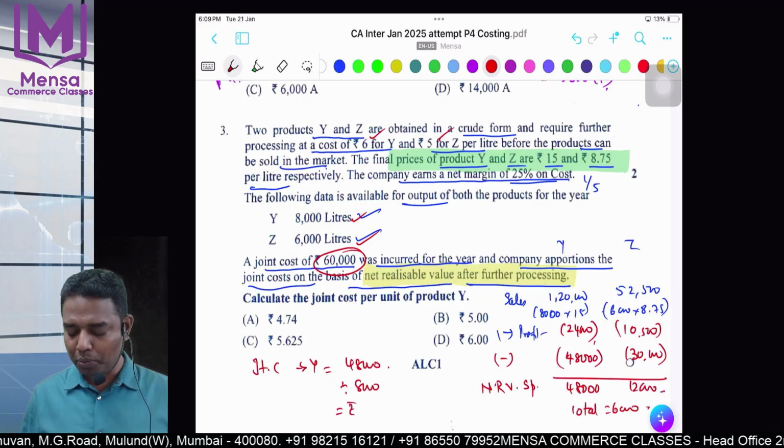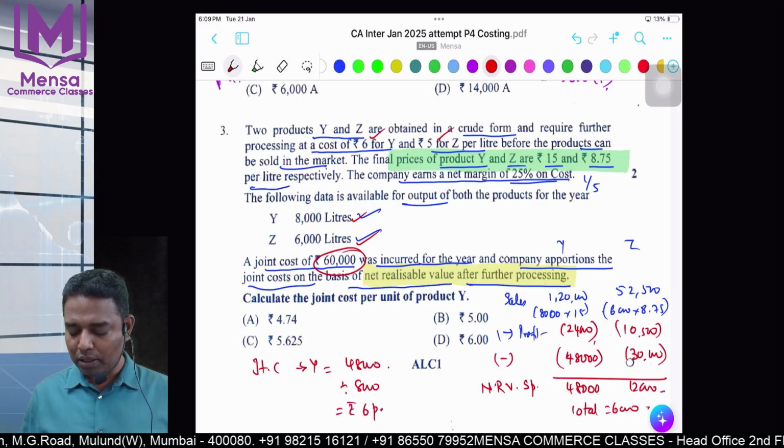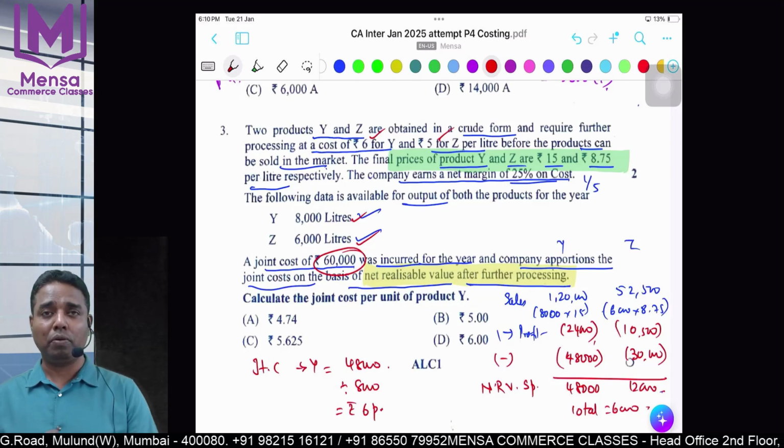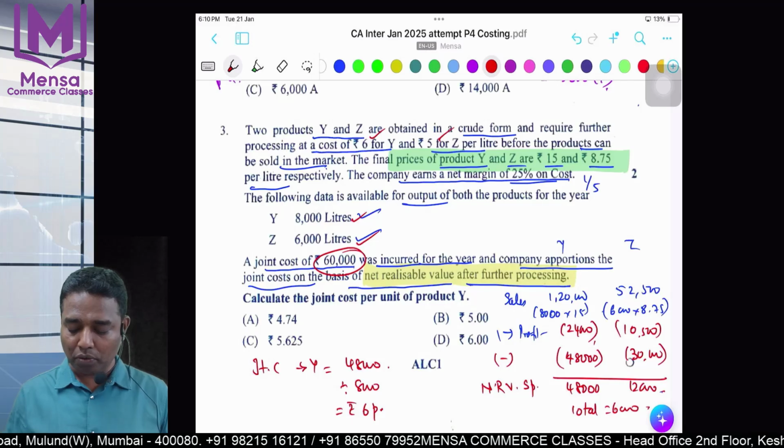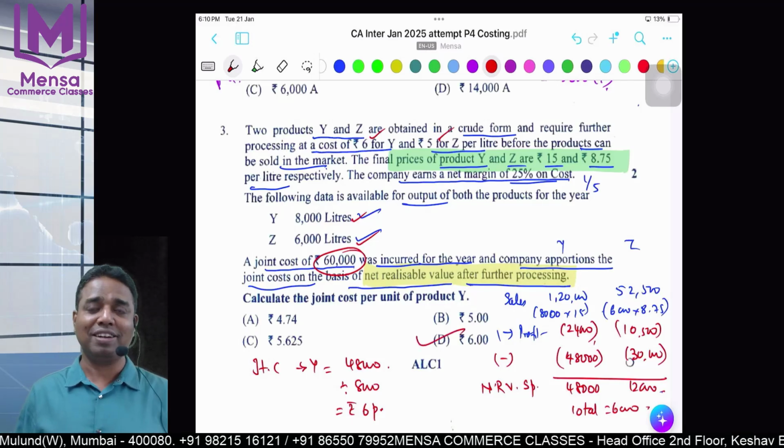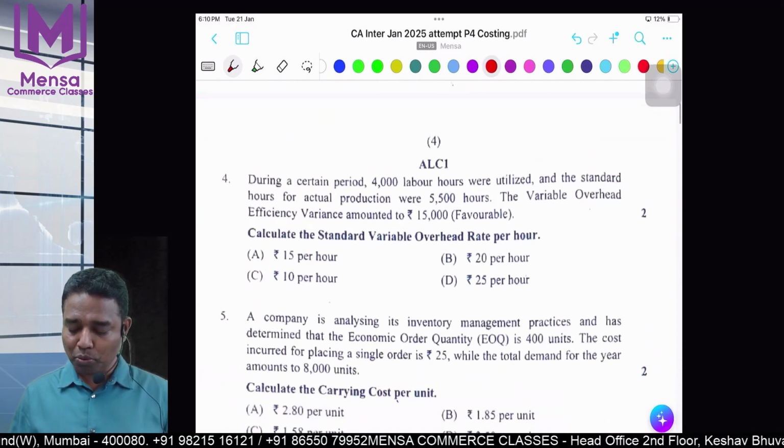So that comes to rupees 6 per liter. That is a joint cost that is apportioned to Y. That is your option number D. Let's move on to the next one.